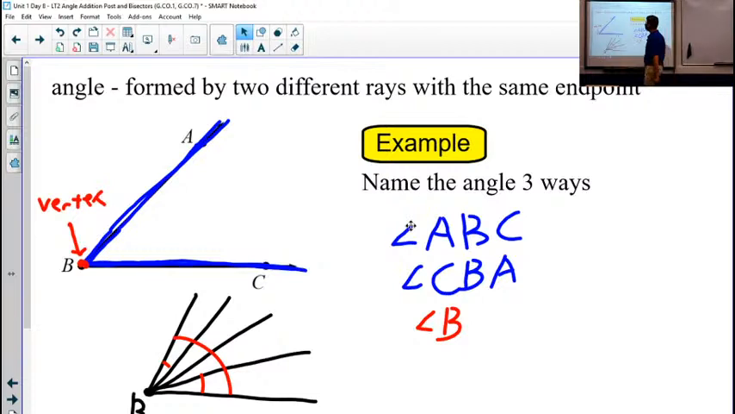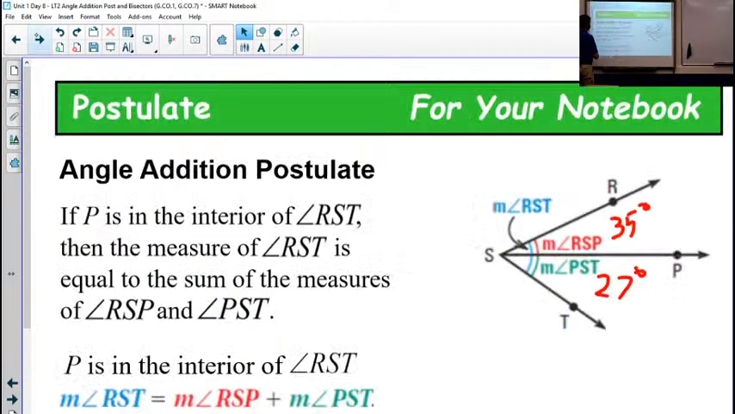Now, let's talk about the angle addition postulate. Earlier, we had a segment addition postulate that said, here are 2 pieces of the segment, and I can add those pieces together and get the entire length. And we did a whole bunch of problems and examples and equations with that. Took 2 pieces of the segment, added them together to get the whole thing. Or if I knew the whole thing, I could use that to get the pieces.